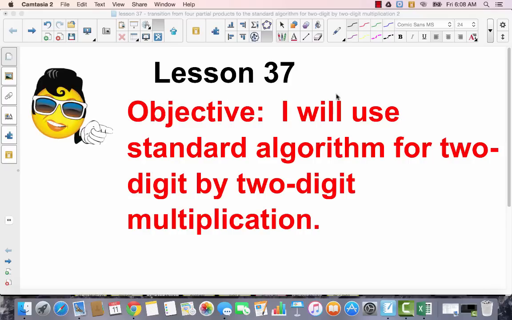Lesson 37, I will use standard algorithm for two-digit by two-digit multiplication. So yesterday, in lesson 36, we learned to use area model and partial products to multiply two-digit by two-digit multiplication. Today we're going to be transitioning away from that into what's called standard algorithm, which is basically the strategy that your parents would use.